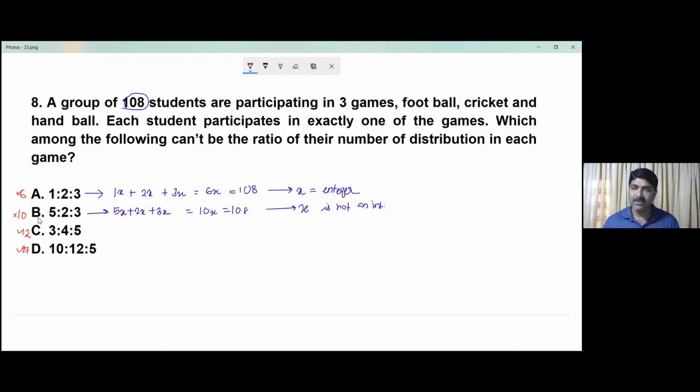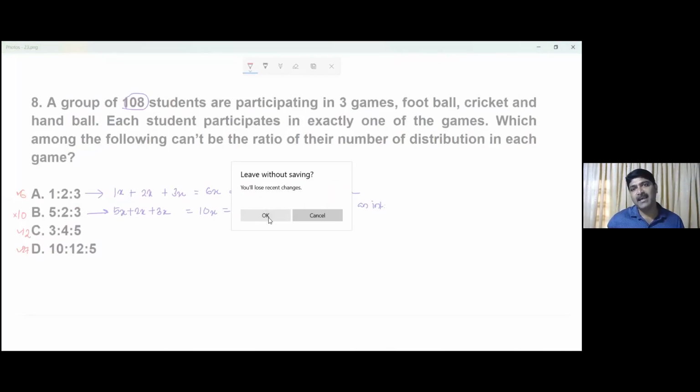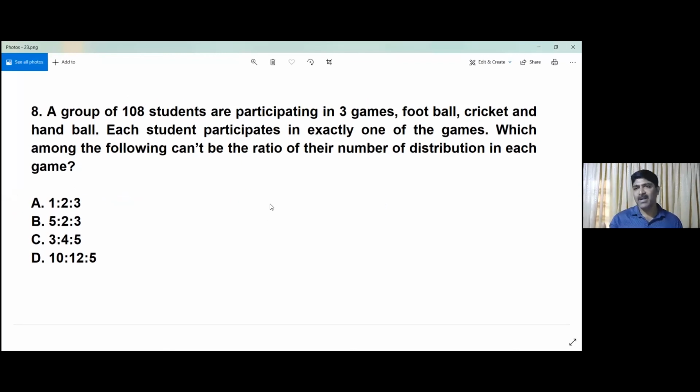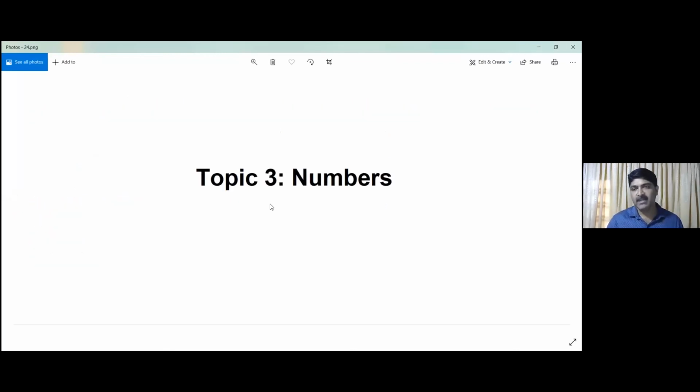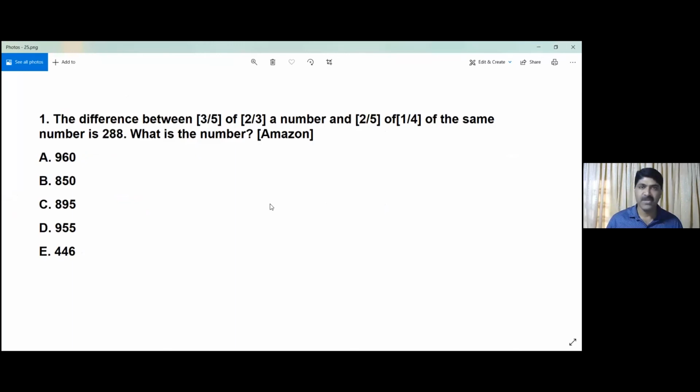Clear? So our question is a possibility-based question. Which among the following cannot be the ratio or the distribution? Clear? So this is a simple testing point there. So we can start the numbers, 1 or 2 questions we can consider. Then the rest of the questions we'll discuss by tomorrow.